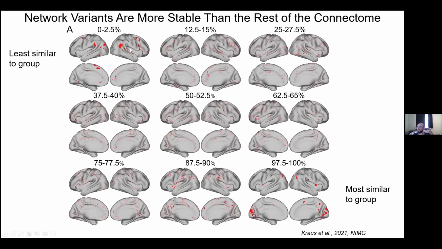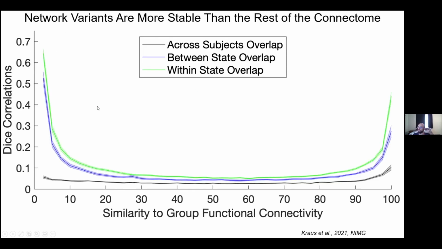But what's really interesting about this is if you look at the least similar and most similar to the group, you can see that on the tail ends of the distribution, you actually get these contiguous parcels, whereas when you look in the middle of the distribution, it almost looks like someone sprinkled sawdust on the brain. You don't really get these very consistent contiguous regions. So we wanted to see if the stability of network variance, or these regions in the very tail end of the distribution, are more stable than these regions in the middle of the distribution that have an average similarity to the group. And what we actually found was just that.